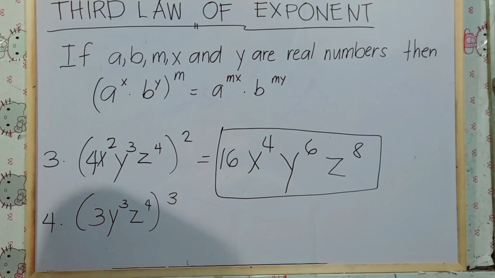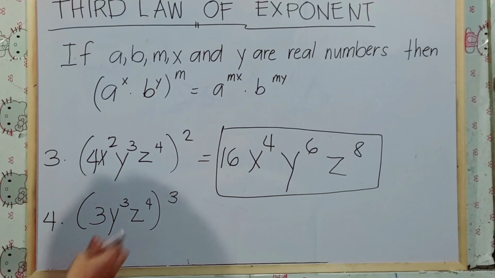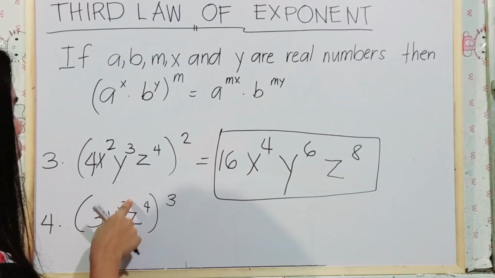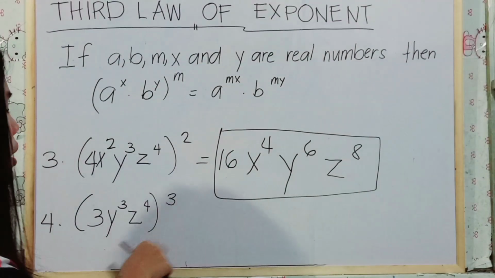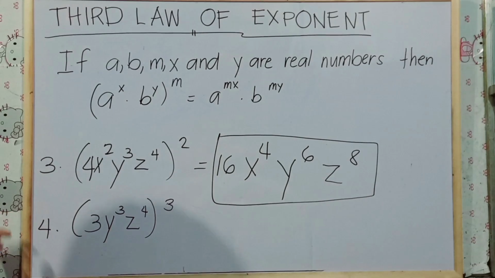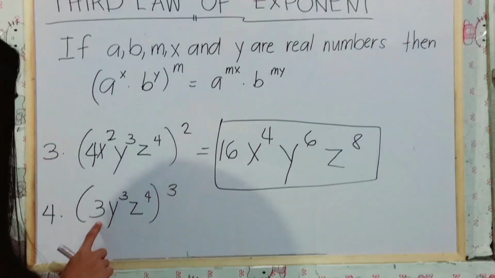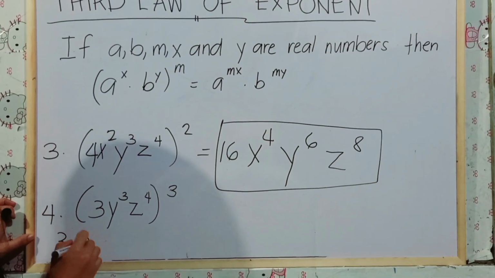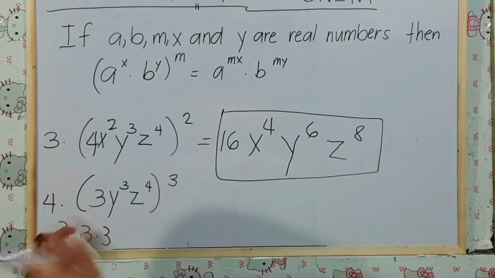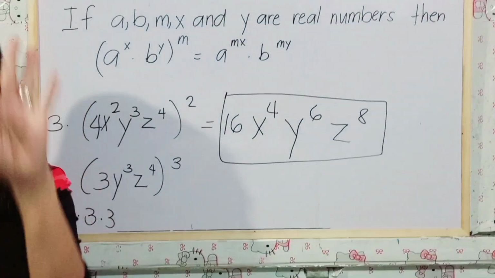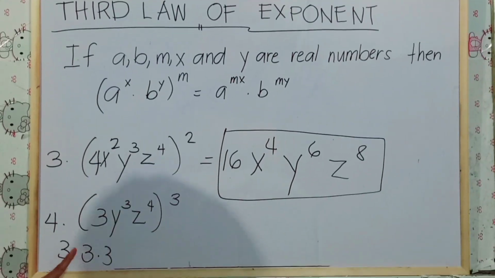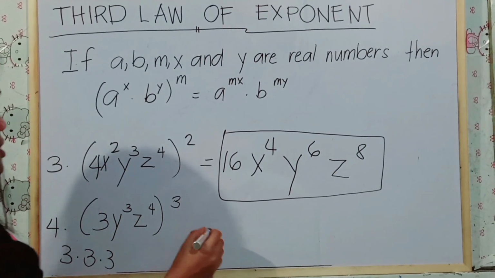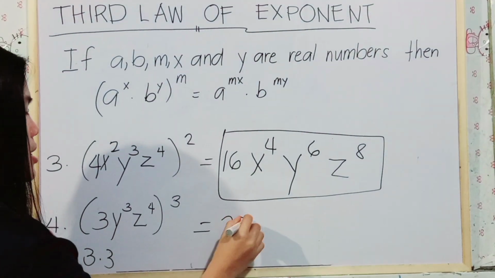So let's go to our last example. So we have here (3y^3 z^4) raised to the power of 3. So let's apply. So let's have 3 cubed. So that means 3 times 3 times 3. Okay? So you multiply 3 by itself 3 times. So 3 times 3 is 9. 9 times 3 is 27. So 3 becomes 27.